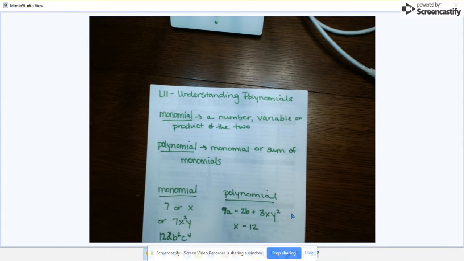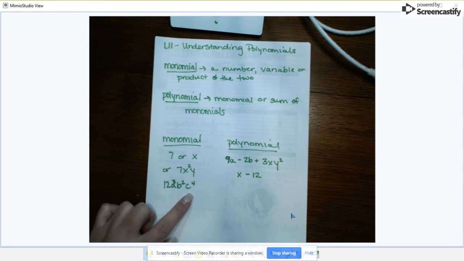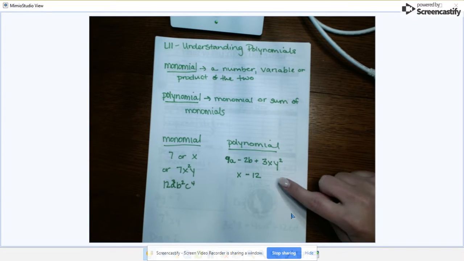So here's some examples. On the left, we have some monomials. Like I said, we could have a constant or a variable, or we could have any sort of product of the two. So 7x squared y is a monomial. This long term is a monomial. And then a polynomial is when we add and subtract those monomials. So here's two different polynomials.